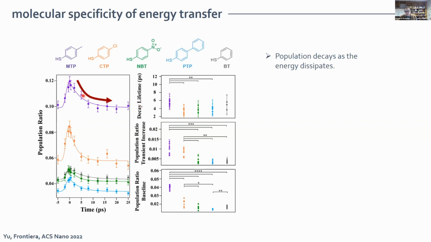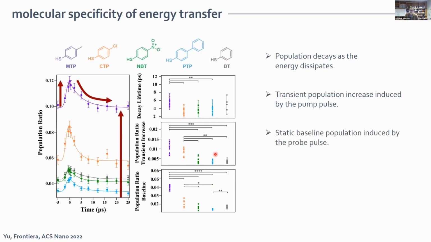What we see when we look at the decay lifetime, for example, is that there's a statistically significant difference for this methyl thiophenol as compared to all 4 of the other molecules in this molecular series that we examined. We can also look at the transient increase. So how much energy do these molecules gain when you photoexcite the plasmonic system? And again, the methylthiophenol is the standout. It shows the largest transient increase, followed by this chlorothiophenol. And you can see that these are very statistically significantly different than the other 3 molecules in the series.